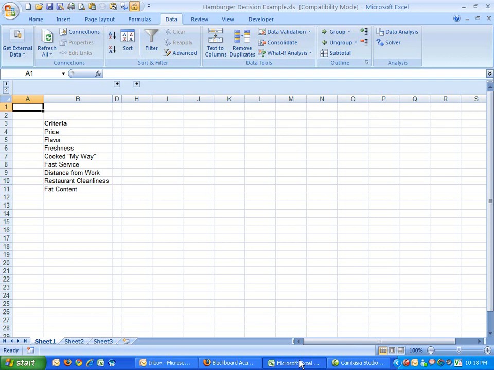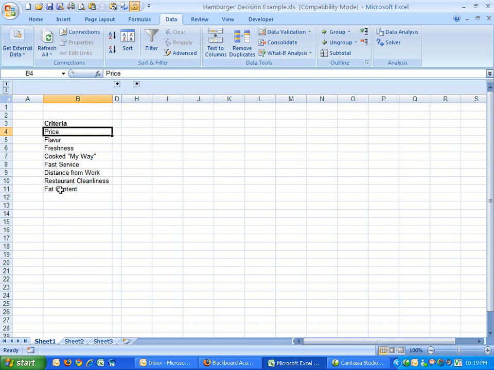Let's suppose that I'm going to decide to go out to lunch during work for lunch break. In helping me to make my decision about where to go, I come up with a list of criteria that are important for me. This is just an example of some of the things that might be important in deciding where to go. So one is the price, two is the flavor, three, freshness, whether or not it's cooked my way, how fast the service is, how close it is to my work, how clean the restaurant is, and how much fat there is in the meal.